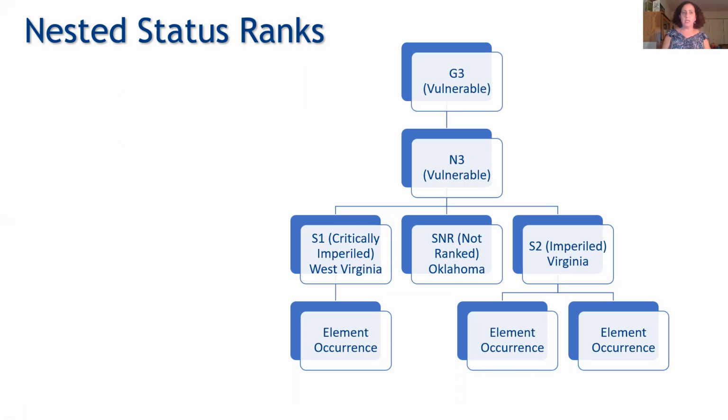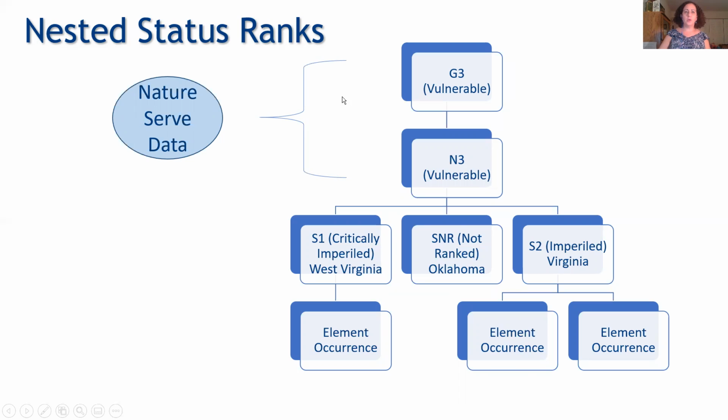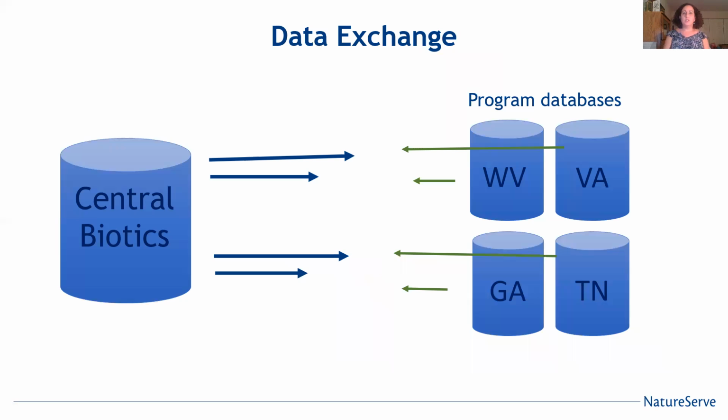And so these status ranks are maintained differently depending on the geographic scale. So the global and national level are maintained by NatureServe, but the subnational or state data, including all the downstream spatial data called element occurrences, are maintained by the individual programs. So in order to aggregate all of this data, we have a data exchange process where information from our central biotics is pushed out to member program databases, and we receive their data in return.